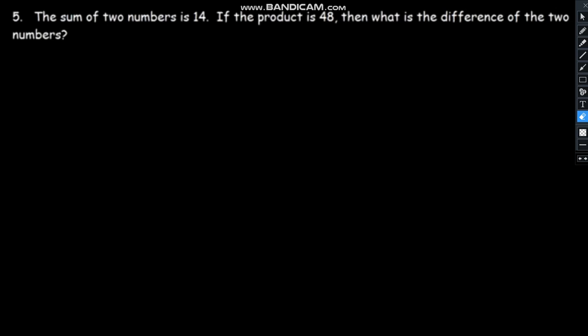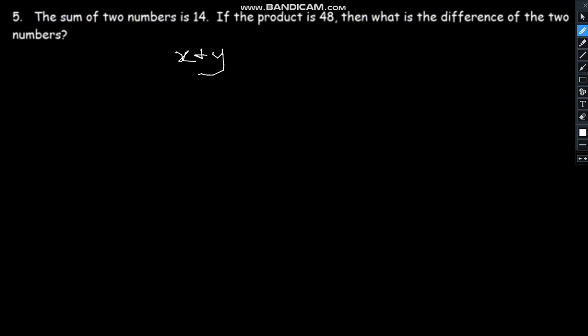The next question is: the sum of two numbers is 14. If the product is 48, then what is the difference of the two numbers? Let's try solving this. The sum of two numbers, we don't know the numbers, so we write x and y. That's the sum of two numbers. It's 14.